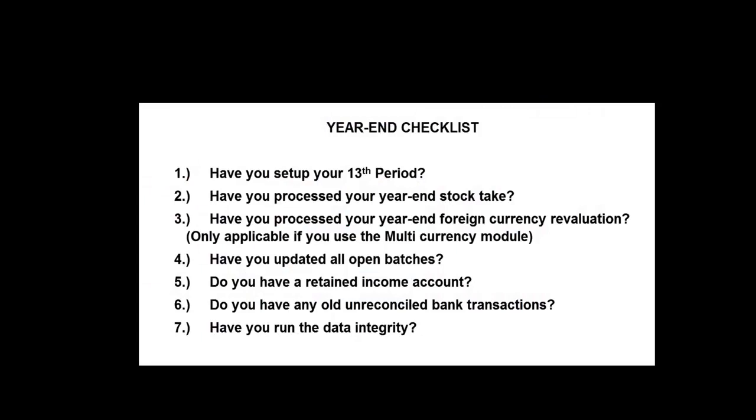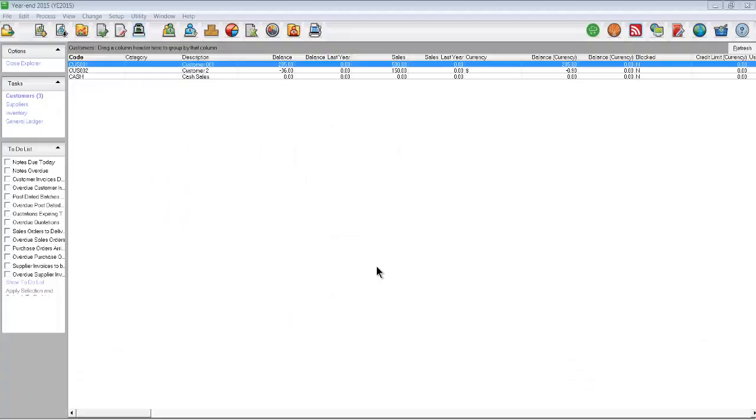Have you set up your 13th period? Have you processed your year-end stocktake? Have you processed your year-end foreign currency revaluation? Please note, this is only applicable if you make use of the multi-currency module. Have you updated all open batches? Do you have a retained income account? Do you have any old unreconciled bank transactions? Have you run the data integrity? Have you set up your 13th period?